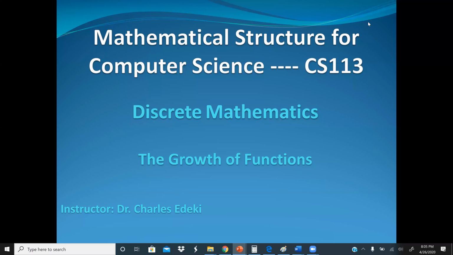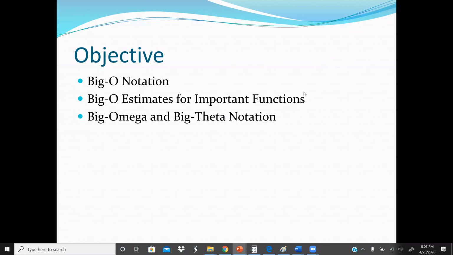Again, welcome to Mathematical Structure for Computer Science, CS 113. And this is a discrete mathematics course. In this lecture, we're going to discuss the growth of functions. So our main objective is to go through what we call the Big O notation and also Big O estimates for important functions, and big omega and also big theta notation.